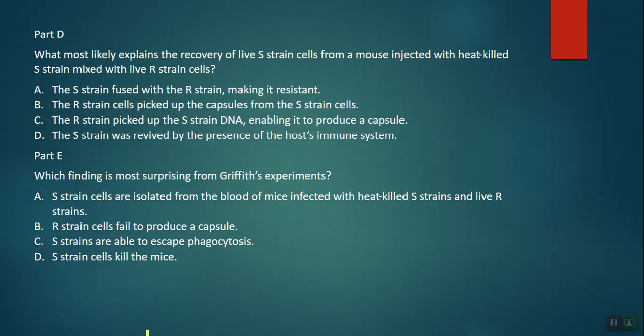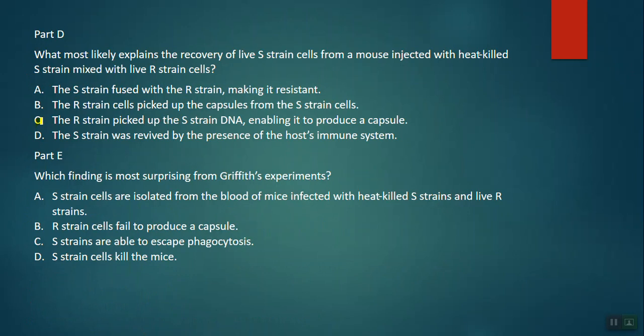Part D, what most likely explains the recovery of the S strain cells from the mouse injected with the heat-killed S strain mixed with the live cell cultures? And this is that whole competent cells idea: the R strain, letter C, picked up the S strain DNA, enabling it to produce a capsule. So now these once rough cells become encapsulated because they were able to pick up the genetic information of those cells that were killed that's just in their environment, and incorporate it into their own.